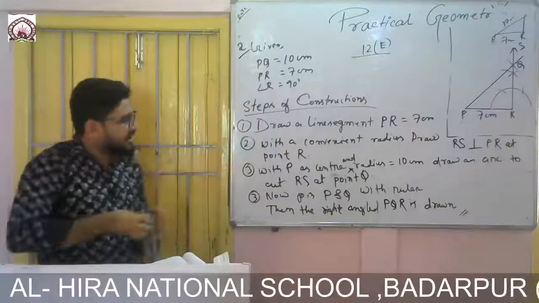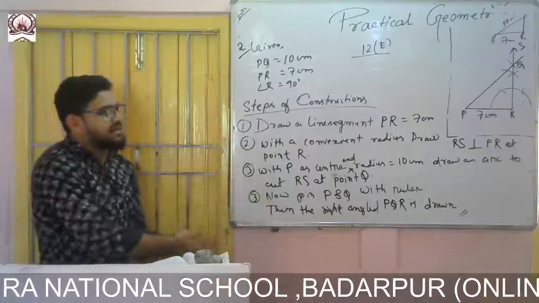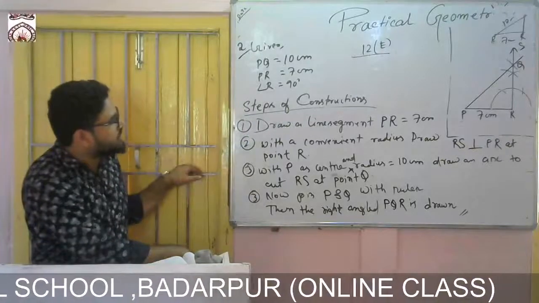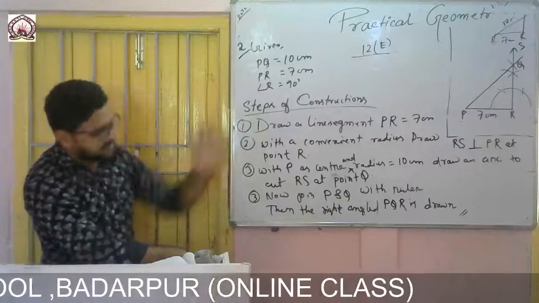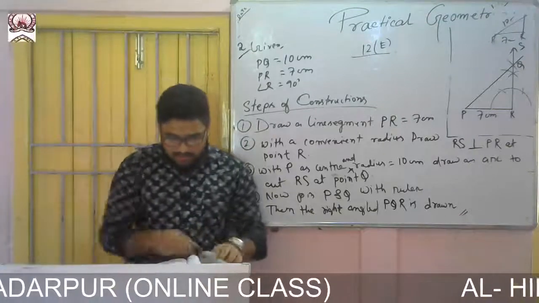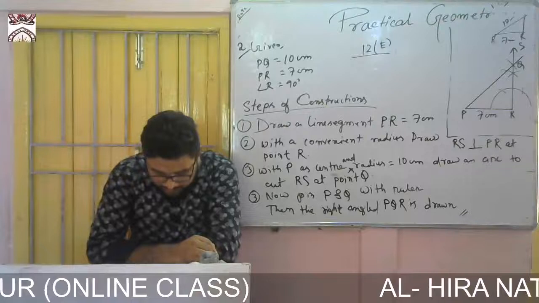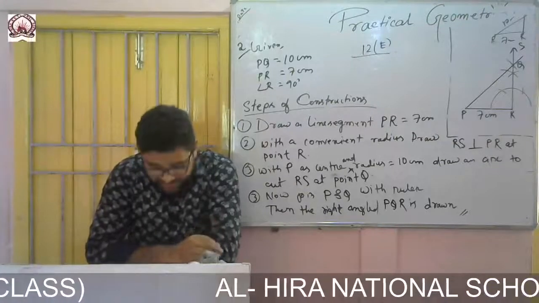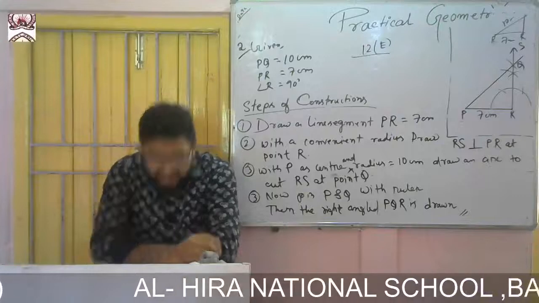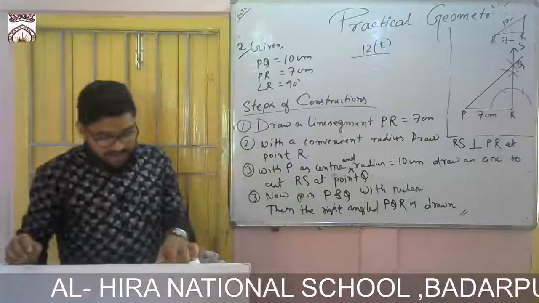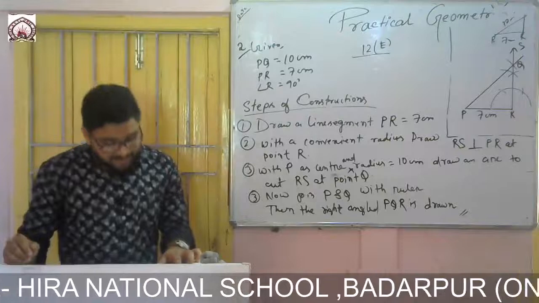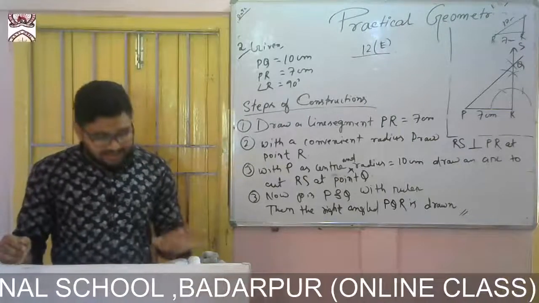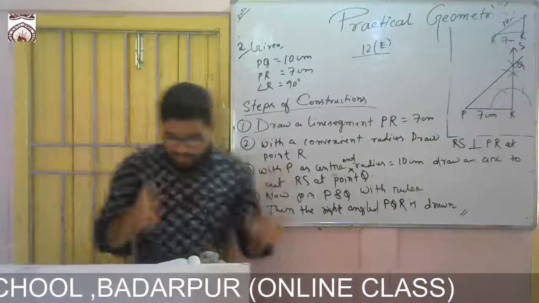So these are the steps of construction, and this is the figure. Now 1 and 2 are done. So 1, 2 and 4 are all the same. And 3 is also the same, but here angle N is given directly, without writing right angle at N. So it is also the same.